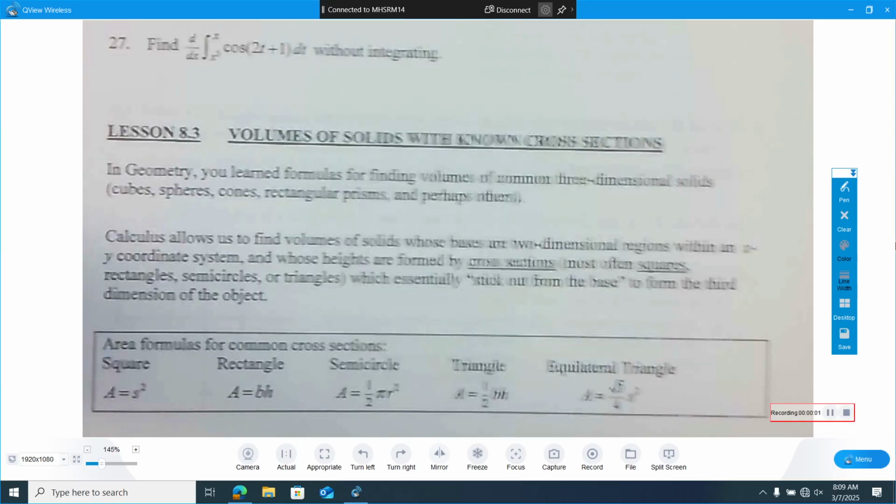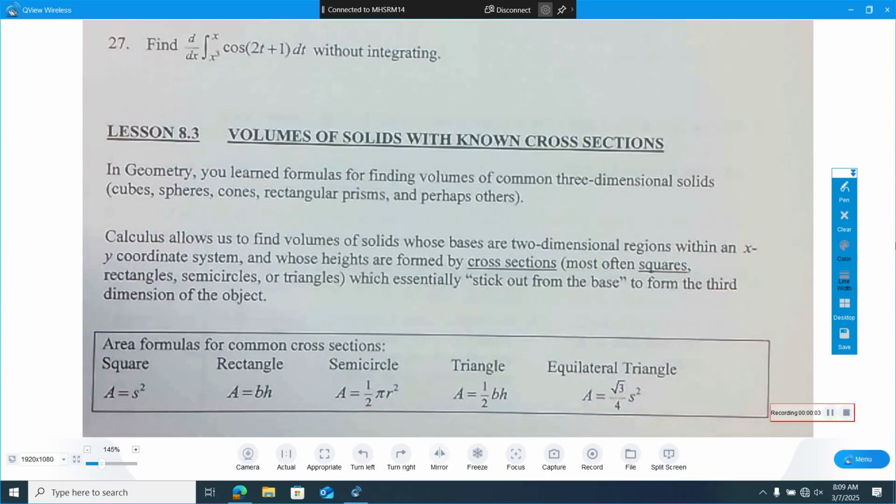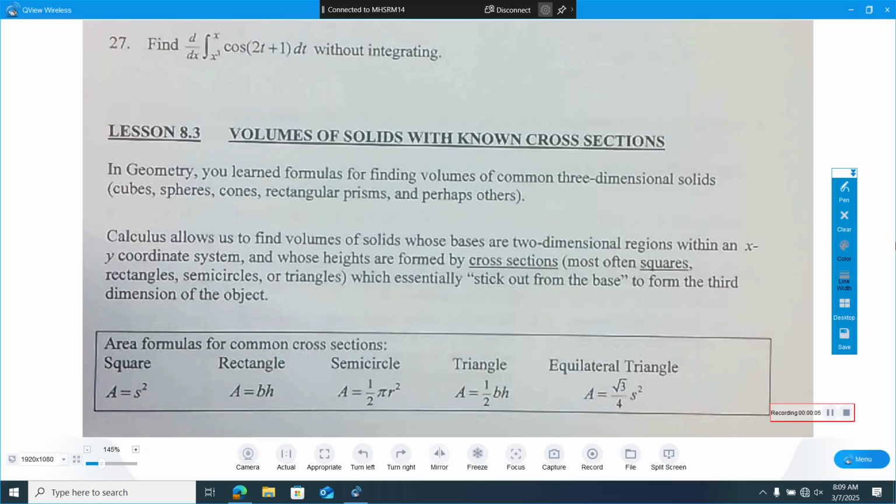All right, we are getting super close, guys. Super close. So today we're looking at 8.3. This is volume.